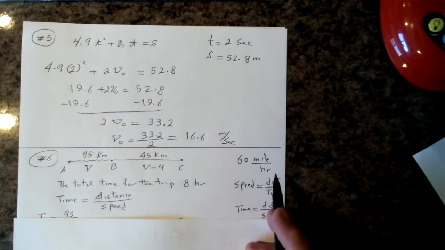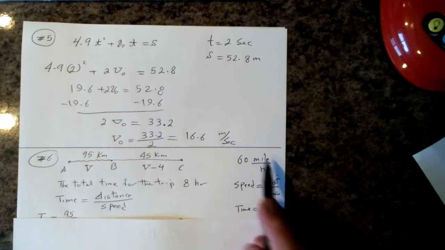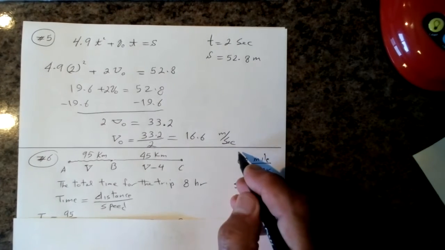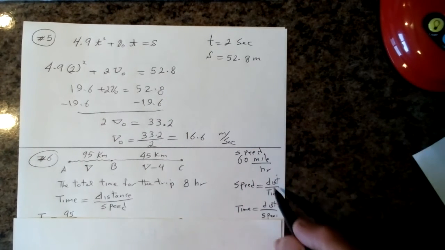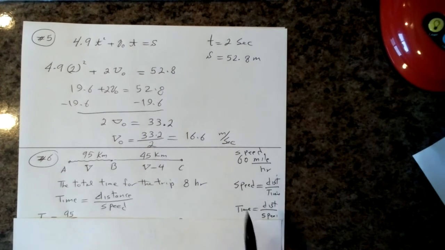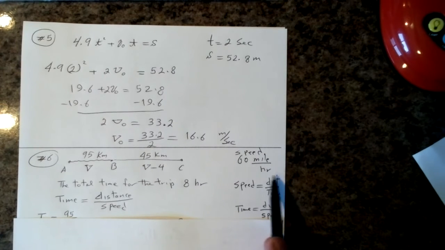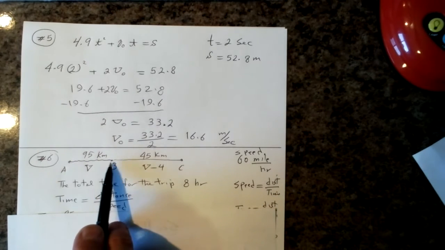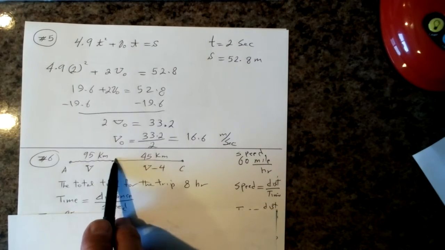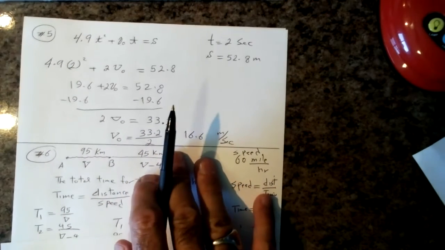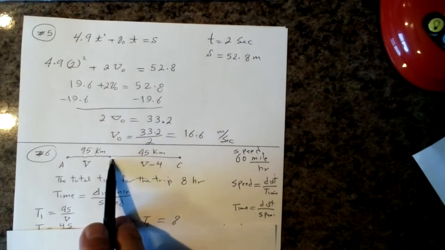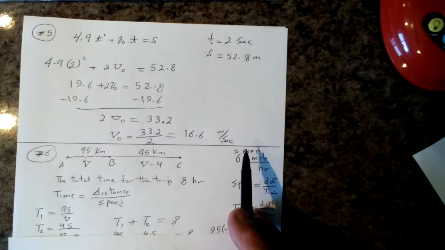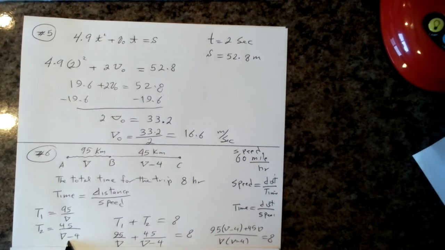We get this formula from driving every day; you're dealing with that formula. A speed of 60 miles per hour: 60 miles is the distance, and hour is the time. Or you could just replace these two and say time is that. So time from here to here is the distance, which is 95, divided by V. And time from here to there is 45 divided by V minus 4. See, T1 and T2. The total time is 8 hours.